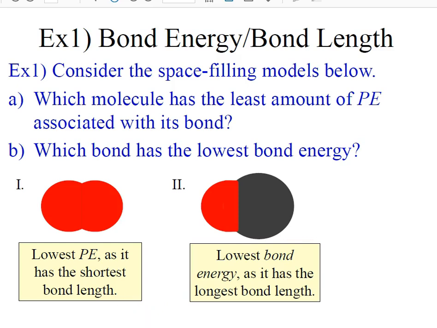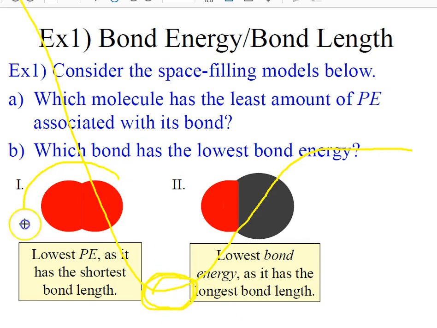Now when it's talking about potential energy here, it's talking about that graph, right? So on the graph, we get closer and then we dip down and go up. So it's saying which one would be at the lowest potential energy. Well, these two can get closer together, so their dip is going to be lower.